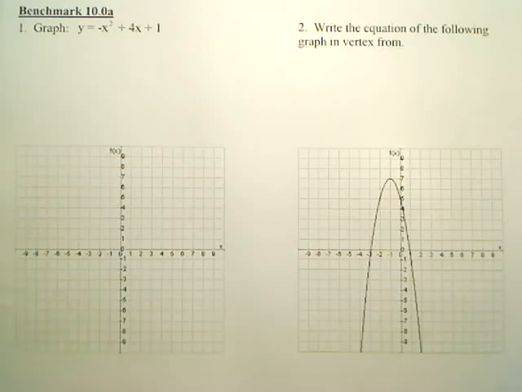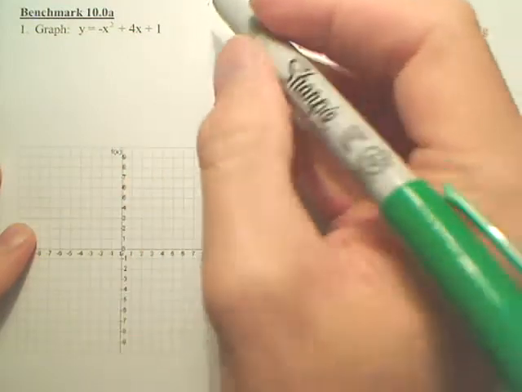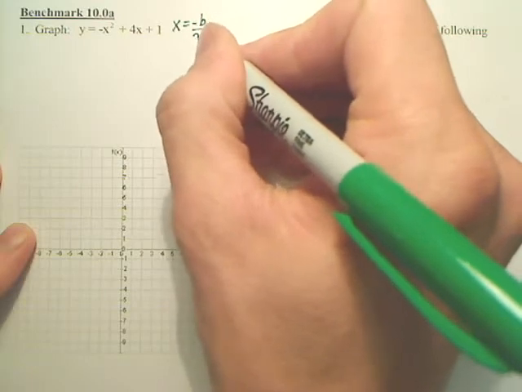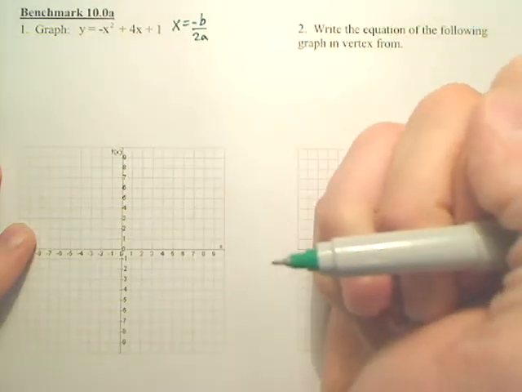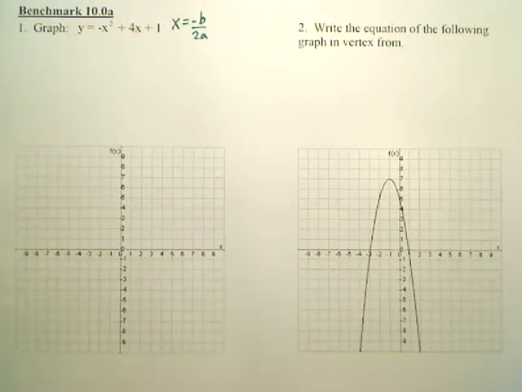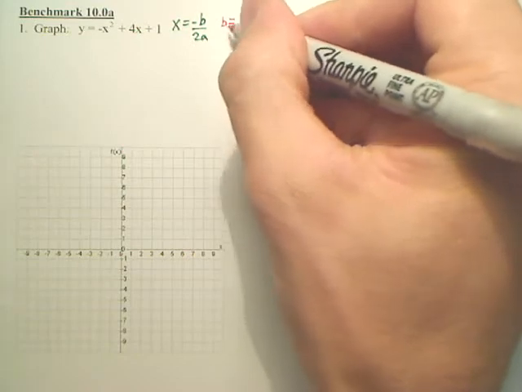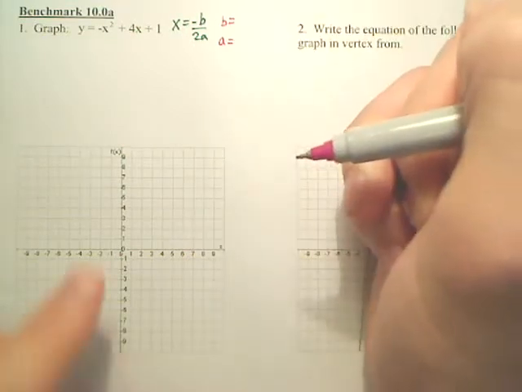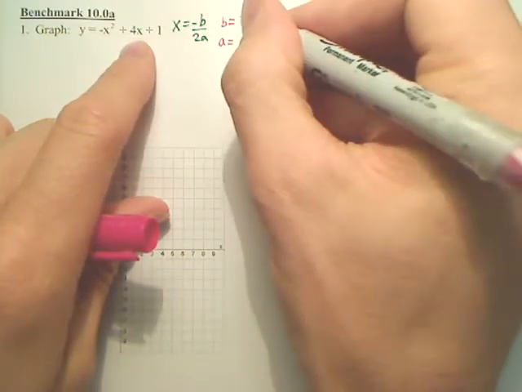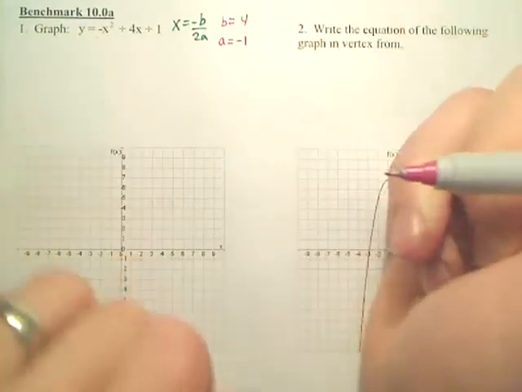We're going to graph this equation right here. You should know it's a parabola, and you should know the first step is to do x equals negative b over 2a. That gives me the center of my graph. So if I'm going to do negative b over 2a, in this particular problem, what's b? What's a? Well, b is the number next to x, right there, which is 4. A is the number in front of the x squared, which in this situation is negative 1.